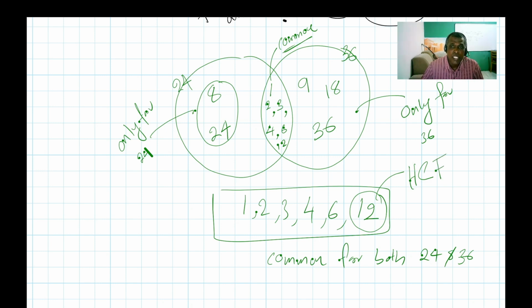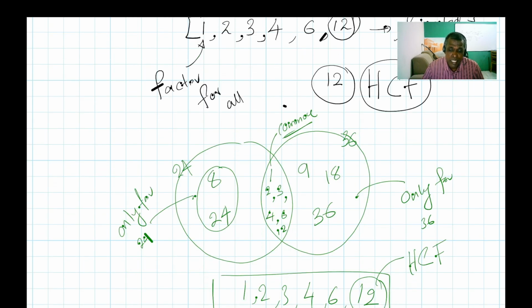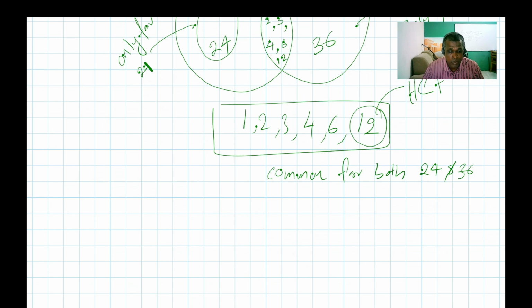This is how we can find common factors for numbers in grade 6. Now let's see for 3 numbers. I will take another example for 3 numbers. I will take 25, 20 and 80.